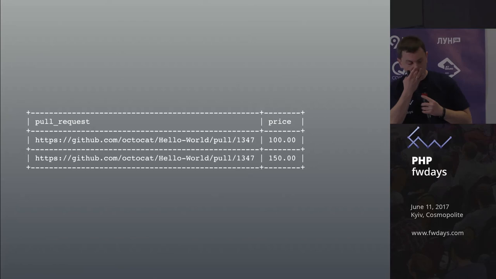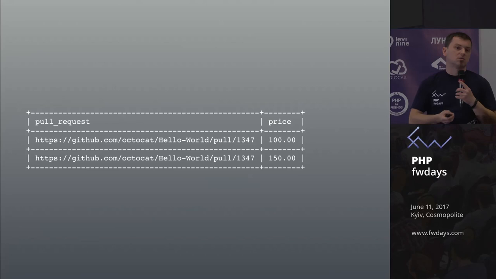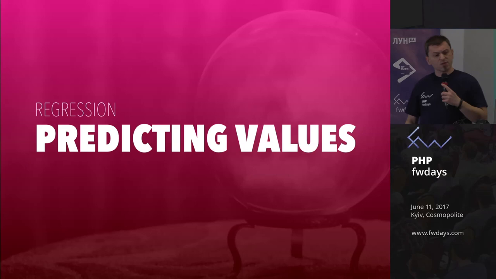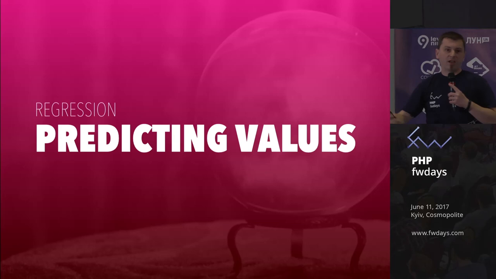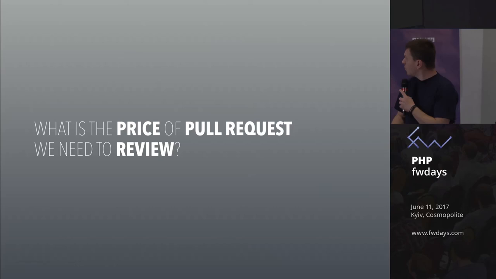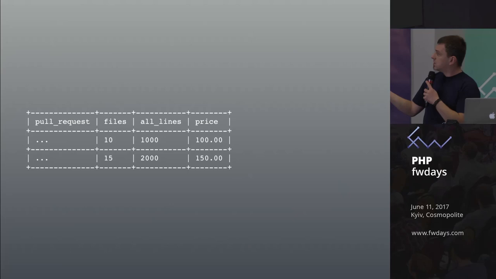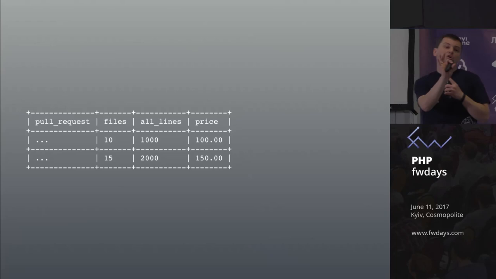We've got a string, so we can't convert this string directly if we would like to predict this kind of information, the price. This is a regression problem. We've got some information and we would like to predict a value. So based on some initial parameters, we would like to predict the price of the pull request. If we can convert this URL into the number of files and the overall number of lines in these files, we can convert the string into a vector of numbers.